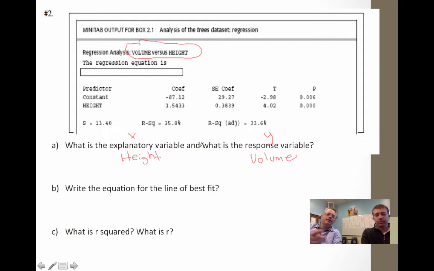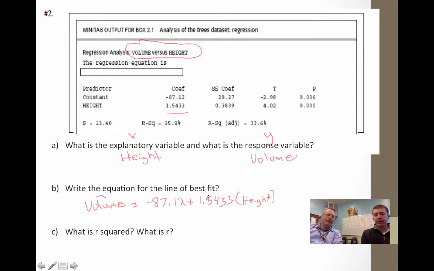Let's practice using the variable names. So we can say volume hat. The hat means it's our approximation. Equals. The constant is the intercept, so negative 87.12, plus 1.543, here's our x coefficient, times the height. All this other stuff, don't worry about right now. I'm not sure we'll ever worry about some of that other stuff.